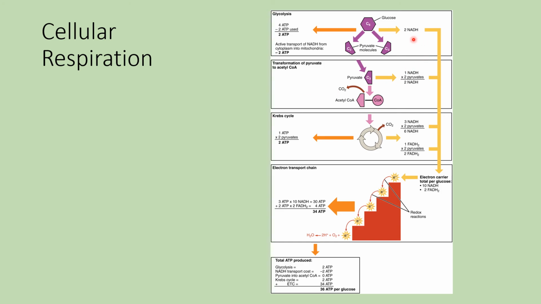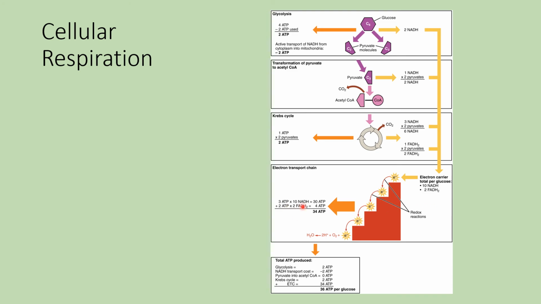You also generated 2 NADHs. Well, when you had to convert pyruvate to acetyl-CoA, you generated 2 NADHs. So now you're up to 4. In the Krebs cycle, remember, you generated 2 ATPs. You generated 6 NADHs and 2 FADH2s. All of these were transferred to the electron transport chain to drop off those electrons. So you had a total of 10 NADHs and a total of 2 FADH2s.